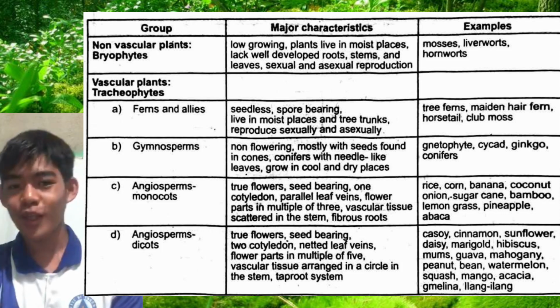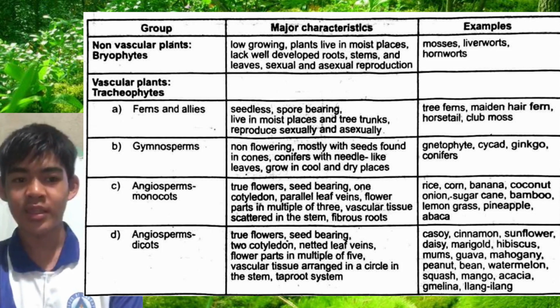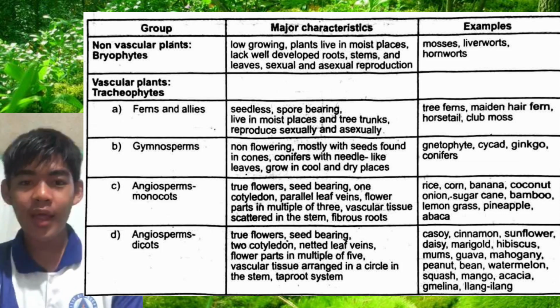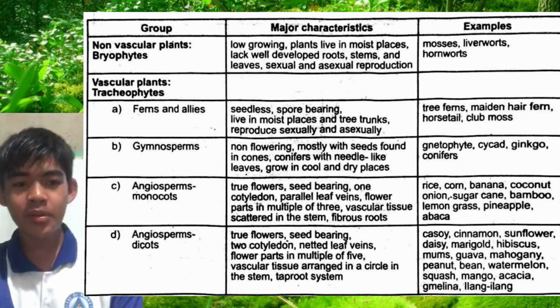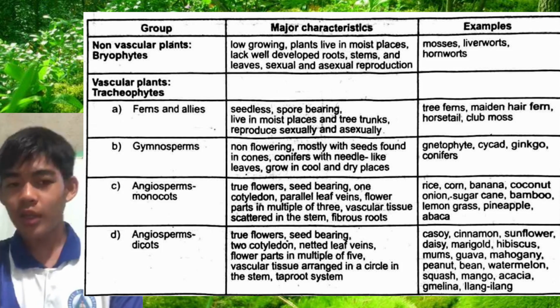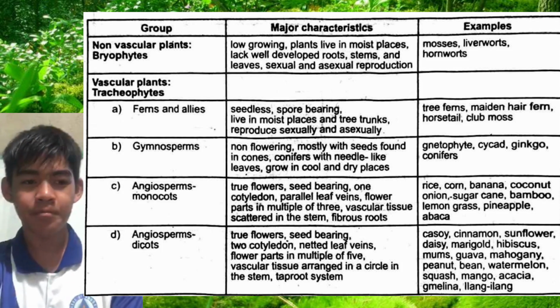So, what are the examples? We have the most commonly seen: rice, corn, banana, coconut, onion, sugarcane, bamboo, lemongrass, pineapple, and abaca.